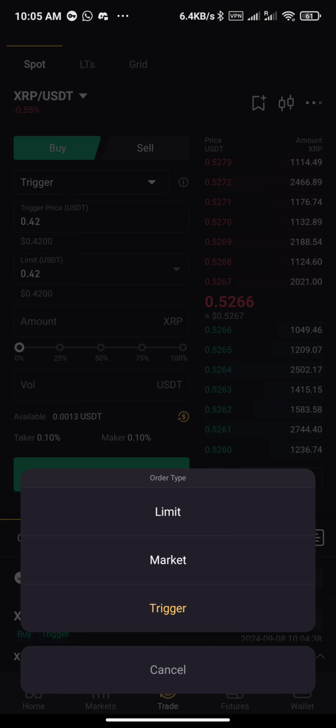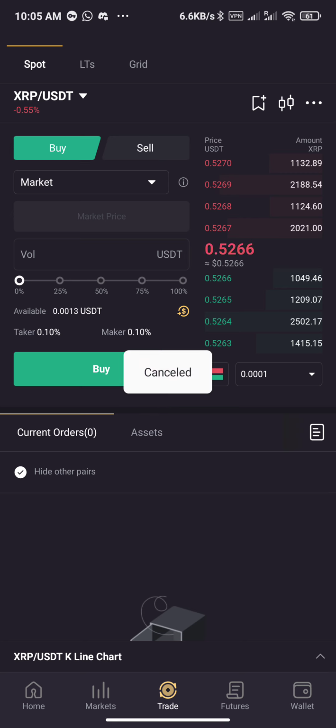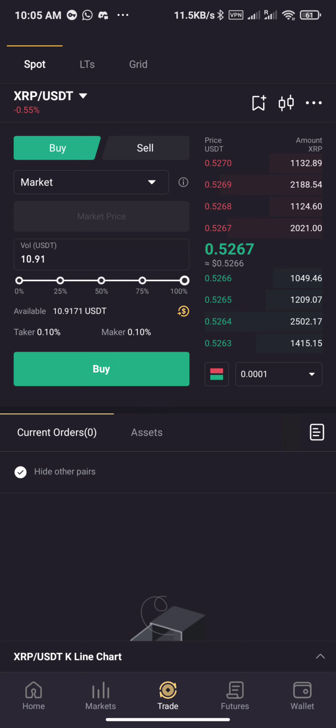But if you want an instant market execution, where I want to enter the trade at the current market price, you can just change it to market, 100%, and click on buy.